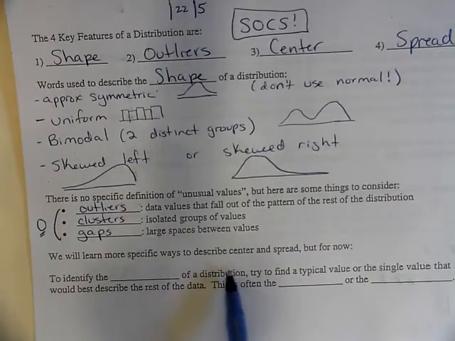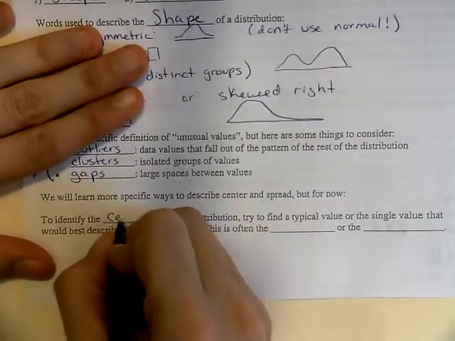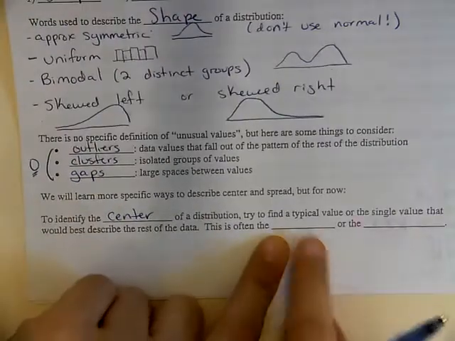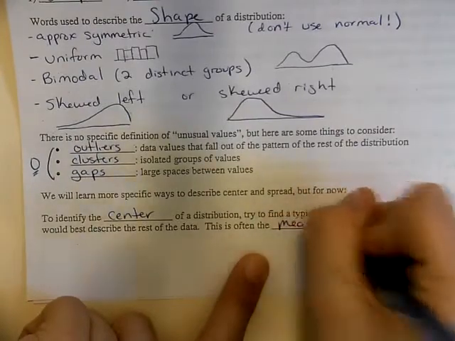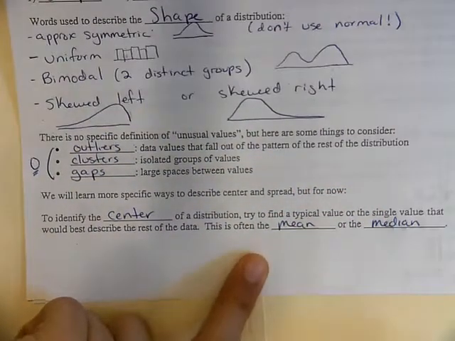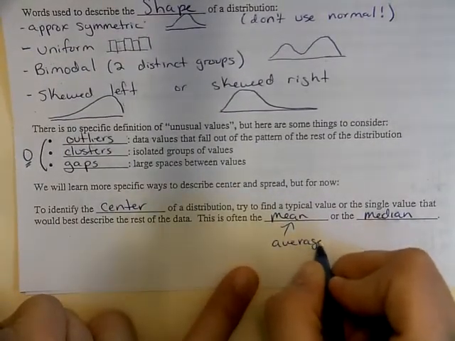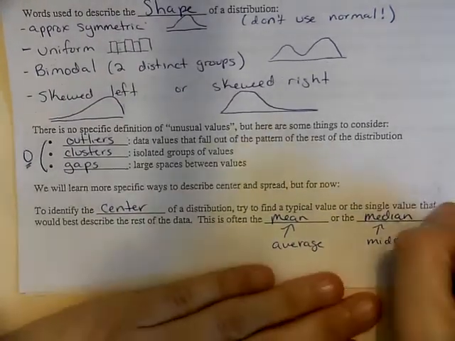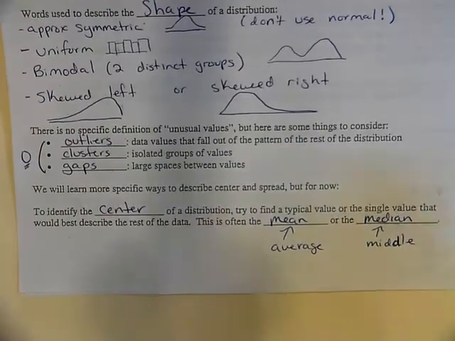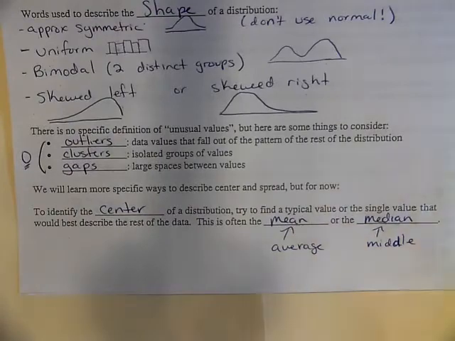Again, we're going to learn more specific ways to describe center and spread in chapter 4. But for now, if you're going to do the center, try to find a typical value, a single value that would best describe the rest of the data. Often it's either the mean or the median. You learn these at some point. But remember, the mean is the average, the median is the middle. So you can do either one. Just make sure you specify, don't just say the center of the distribution is 5. Well, is that the mean or the median? Which one you want to do will depend on how many numbers there are.